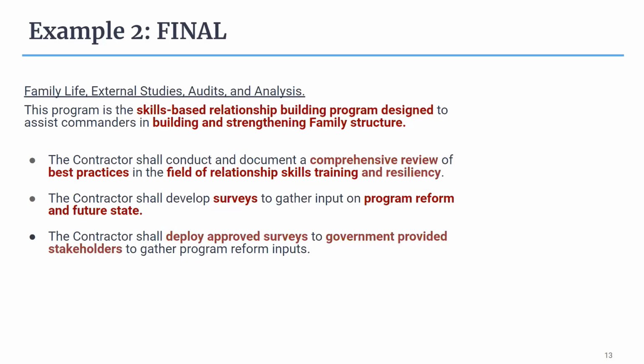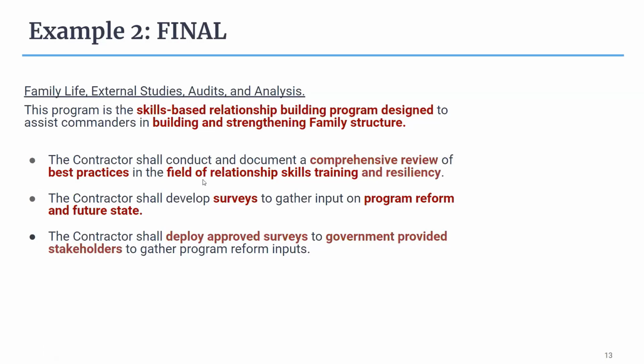This program is the skills-based relationship, blah, blah, blah. Assist commanders in building, strengthening family structure. Okay, got it. Now, here are the requirements. And again, we prefer not to use bullets. We'd like to see something like C.4.1.2 or whatever it is. So we want to see these not as bullets, but as actual alphanumeric identifiers.